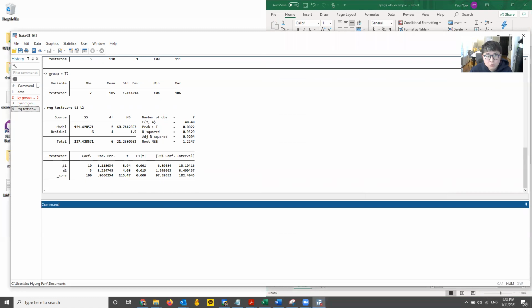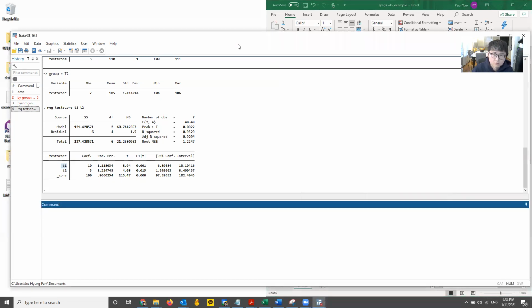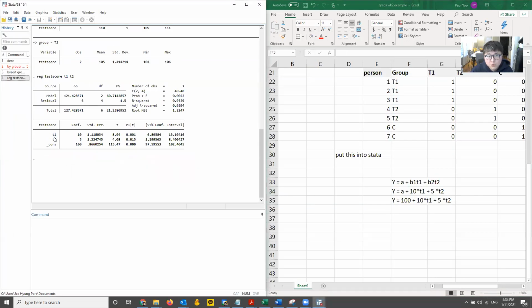And so what T1 here is telling you is the difference between T1 and the group that does not appear here, which is the treatment group. And what T2 tells you is the difference between T2 and the group that's not appearing here, which is the control group. That's the reference group or the omitted group. These all mean the same thing.